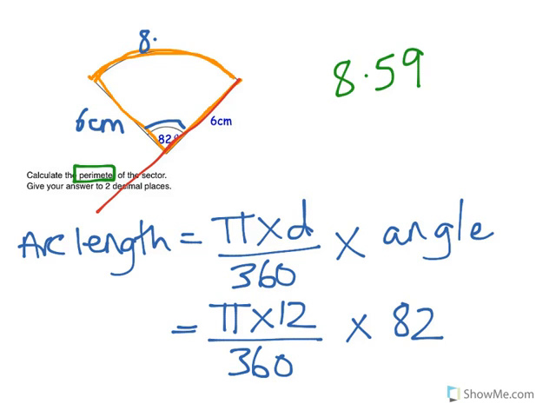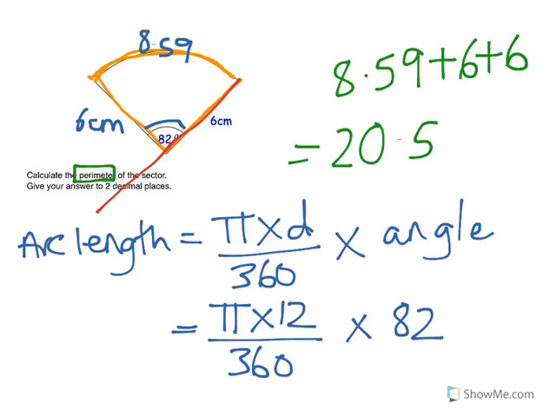8.59, and for the perimeter I need to add the arc length plus both the radius. And when I do that, that's going to give me a final answer of 20.59. And remember again, don't lose any final marks on units here. That's going to be 20.59 centimetres.